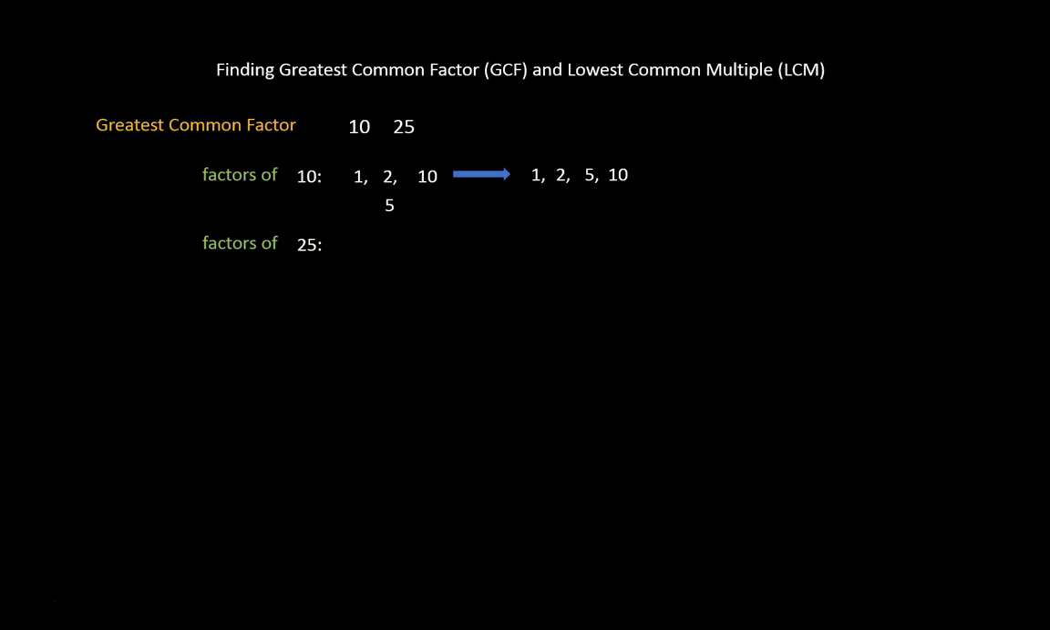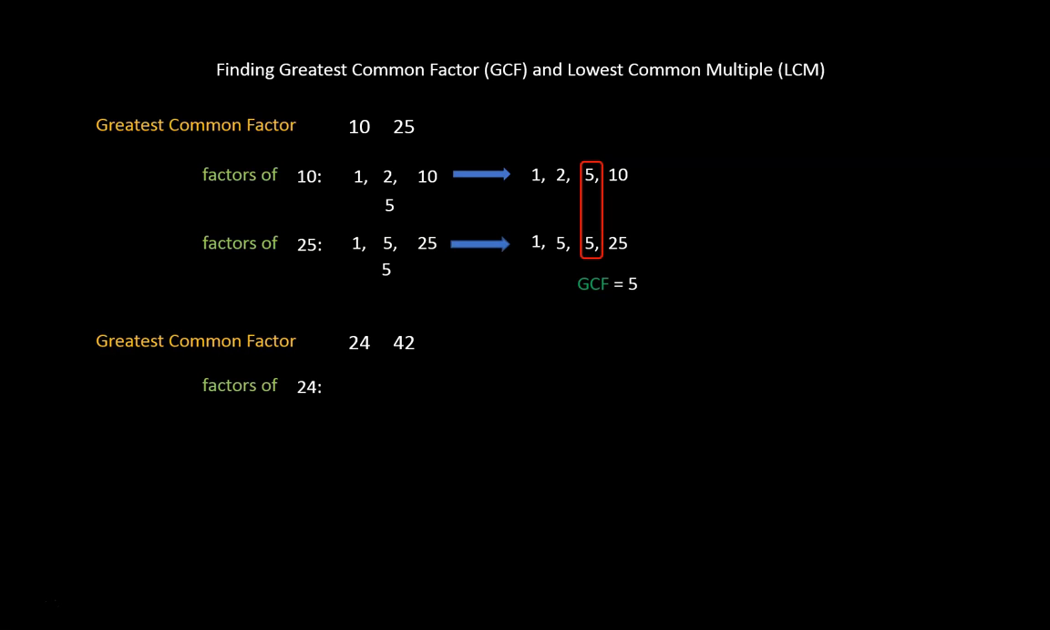Now we find the factors of 25. 1 is a factor, and 5 is 2, since 5 times 5 is 25. The last factor is 25. Again, line them up in a row. Now, we can quickly see that the factors common to both 10 and 25 are 1 and 5. The greatest one is clearly 5. So GCF equals 5. Let's do one more example with 24 and 42.